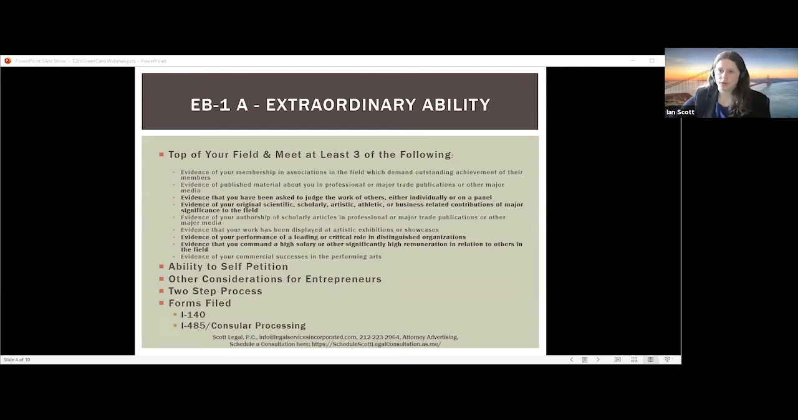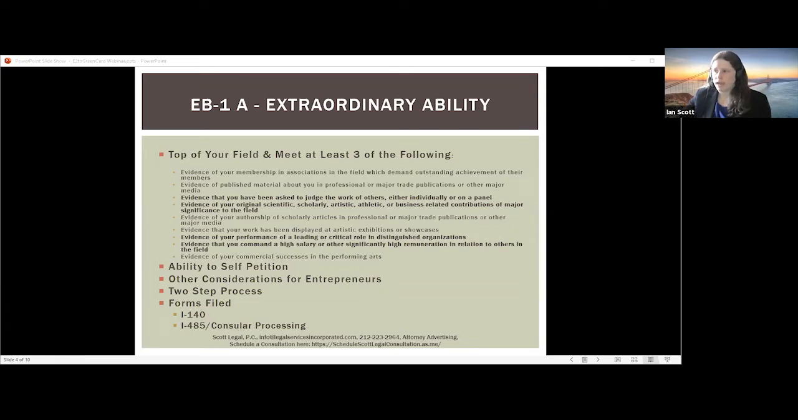Also important for this category is to know that it's not enough to just meet the plain letter of the criterion. Let's say you have evidence of authorship of scholarly articles in professional or major trade publications or major media. The fact that you've authored an article on its own maybe means you meet the first step, but then there'll be a second step where they look and see, okay, does this mean that this is someone who's really achieved sustained national or international acclaim? So it's not just, do you meet the plain language?